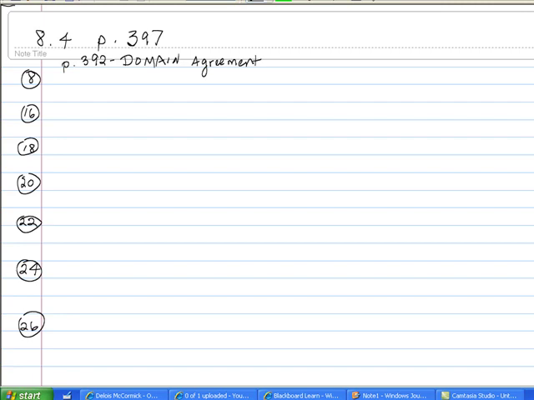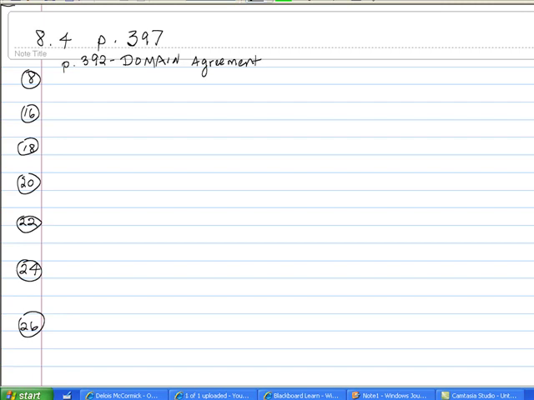The domain of a relation is assumed to be all real numbers that produce real numbers when substituted for the independent variable. In general, the domain of a function defined by an algebraic expression is all real numbers except those numbers that lead to division by zero or an even root of a negative number. So that's on page 392. If you want to revisit that before you work on the homework, that probably would be a good idea.